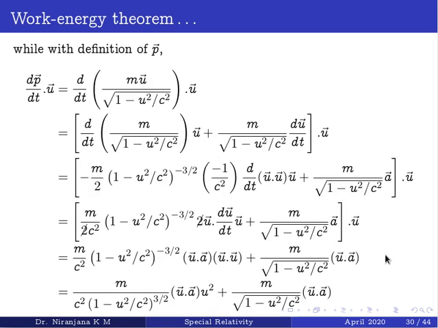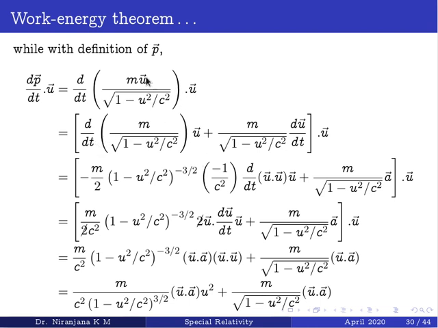And now the integrand dp by dt dot u can be expanded, and we know the expression for p, the relativistic momentum: p is mass into the ordinary velocity divided by square root of 1 minus u square by c square. We will use this expression and expand the differentiation, and this is what you get. You have to differentiate it by the product rule, considering m divided by square root of 1 minus u square by c square as one function and u as another function.